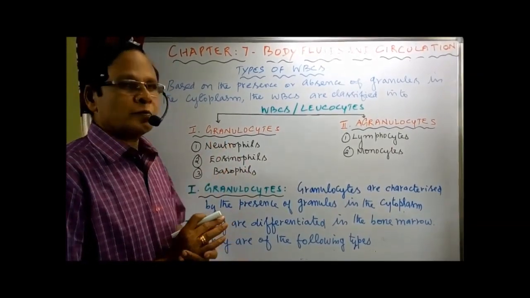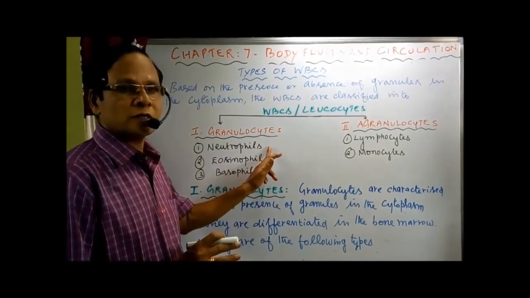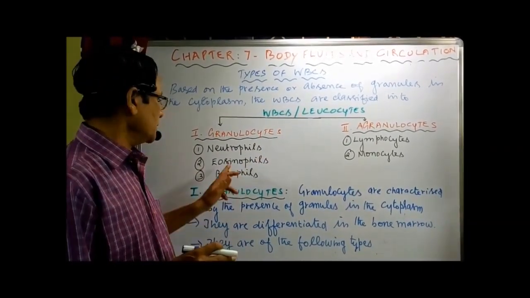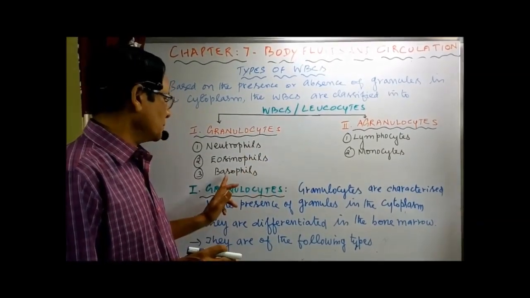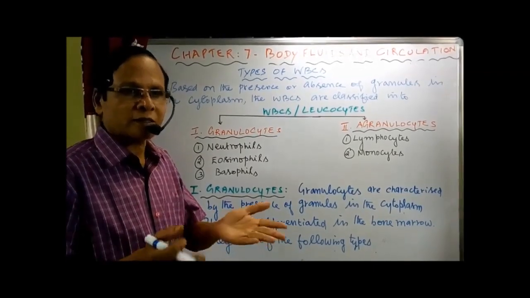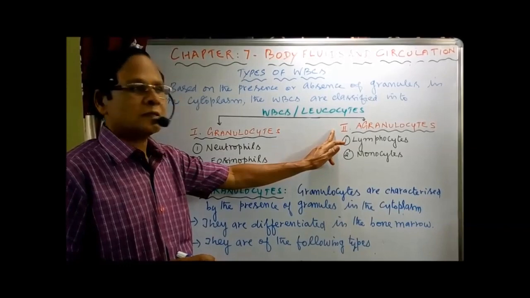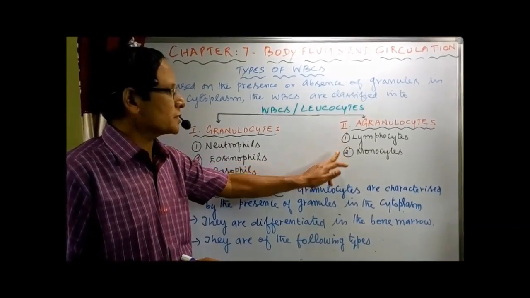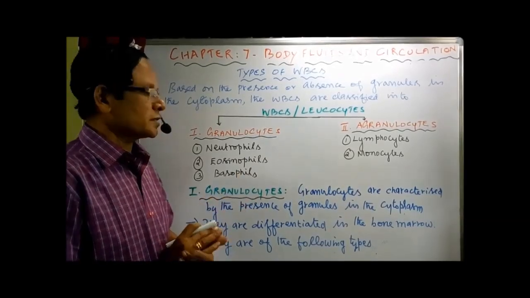These cells are named based on their reaction with dyes. Neutrophils react with neutral dyes. Eosinophils react with eosin dyes or acidic dyes. Basophils react with the basic dyes, the coloring materials, and take the color. The agranulocytes are classified into lymphocytes and monocytes. Now let's take the first one, granulocytes.